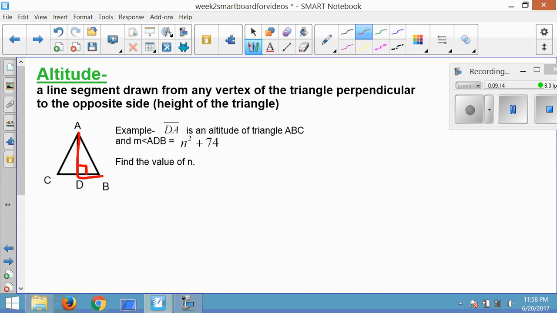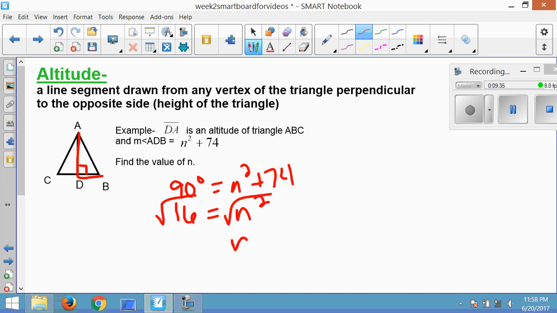is equal to n squared plus 74. Well, I just decided that that angle has measure 90 degrees. So 90 is equal to n squared plus 74. So I'm going to subtract 74 from each side and get that n squared equals 16. To solve for n, I know that I'm taking the square root, and I'm getting n equals the square root of 16, which is 4. So I'm done. I found the value of n, which is 4.